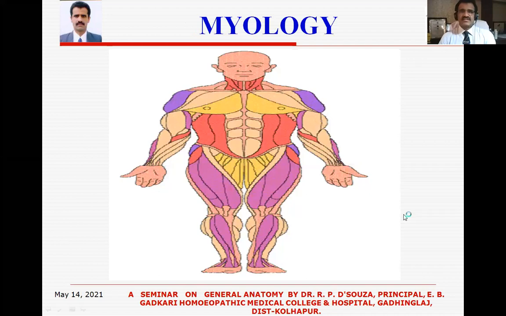Well, let us proceed further. You can see a body which is full of musculature, because the skeleton moves with the help of these muscles at the orders of your central nervous system.